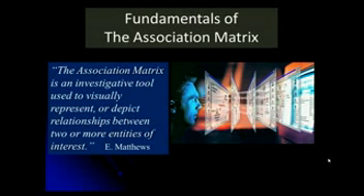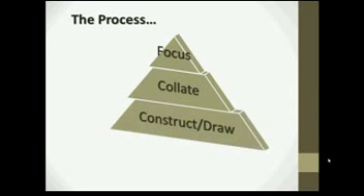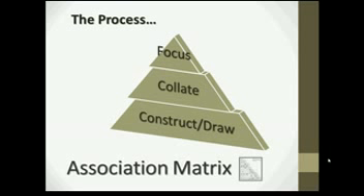As I like to think of it, the association matrix is an investigative tool, and it can assist the investigator in visually representing or depicting relationships between two or more entities of interest. The process for the association matrix is threefold. It's focus, collate, construct, and draw. And if you are able to follow this process, you can be more successful in your efforts at identifying whatever the information is that's otherwise obscured or hidden from you.